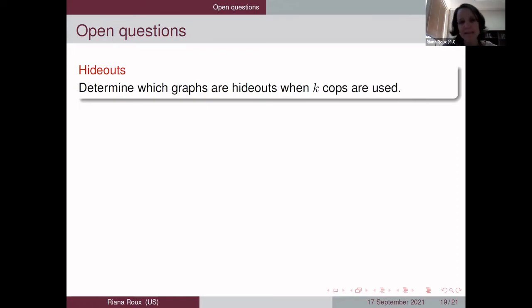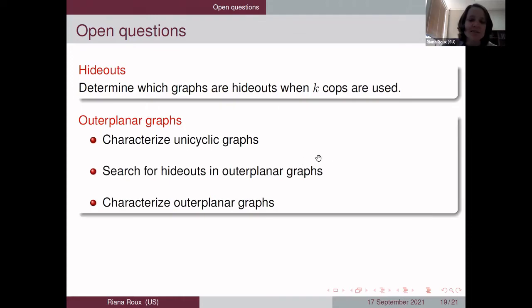Then continuing with this last idea of outerplanar graphs, since we know that outerplanar graphs can only have localization number 2 or 1, the main goal would be to characterize outerplanar graphs. But before we get there, we're just going to take baby steps and try to characterize unicyclic graphs.